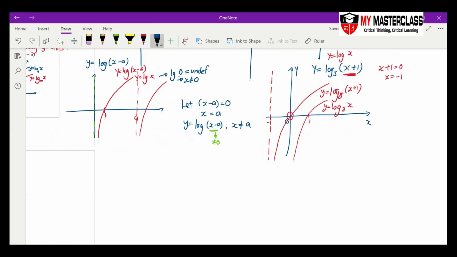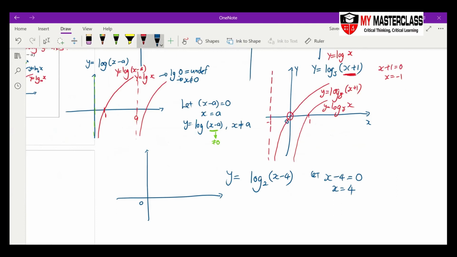Okay, let's just do one more. So let's say I have y equals to log base 2 (x minus 4). First thing, always, you can do it by the side, let y equals to 0, so x equals to 4. Which means that your x cannot be equals to 4. So there's an asymptote here at 4.